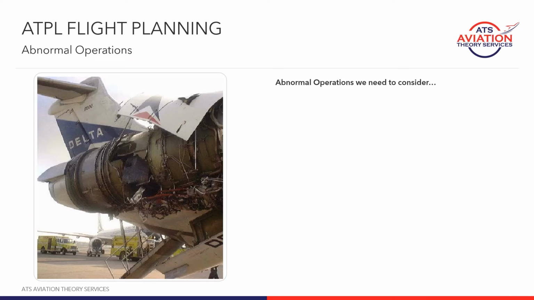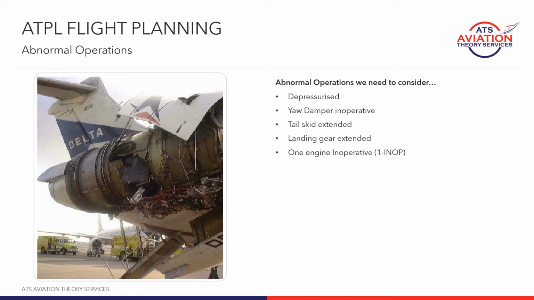It's time we start introducing some abnormal operations into our flight plans. For this exam, the operations we need to consider are depressurized flights, yaw damper inoperative, tail skid extended, landing gear extended, and one engine inoperative flights, so that's engine failures. For each of the different abnormal operations, they've got their own penalties.